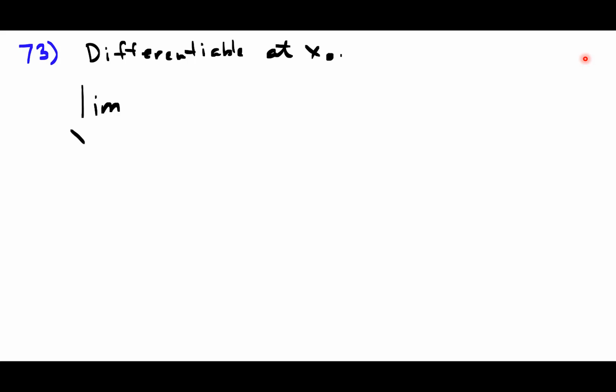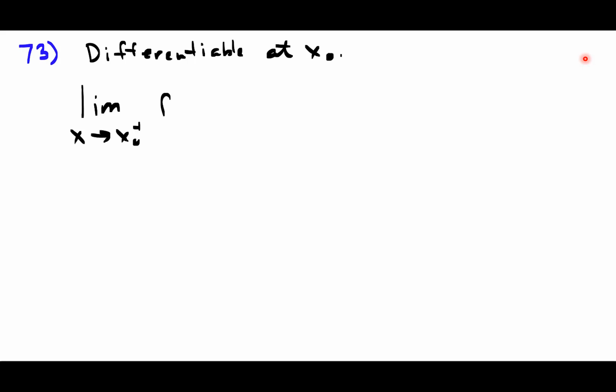All right, next, 73, almost done, or at least we're halfway done. So now the question is this: how do we prove something is differentiable at a specific point called x naught, or x initial? Right above 73, you'll notice a little box, and it talks about what makes something differentiable at a certain point. And so it says this.